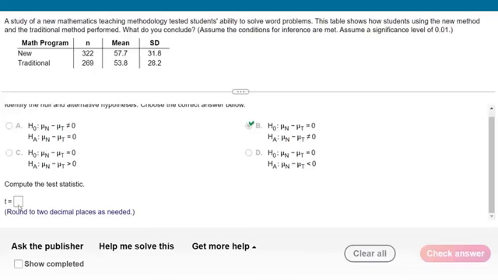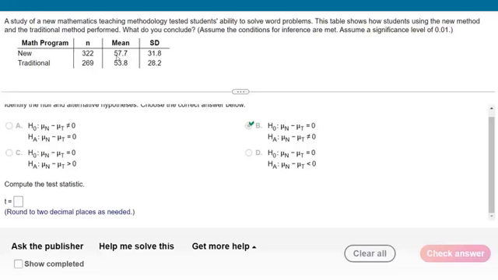Okay, so now we're asked to compute a test statistic. So this type of test is called a comparison of two independent means. Okay, because look, this new method has a mean of 57.7. This traditional method has a mean of 53.8. The new method looks better. It looks like there's a difference, but now we've got to do the statistical work behind the scenes to see whether it's a big enough difference to say the new method is actually better.